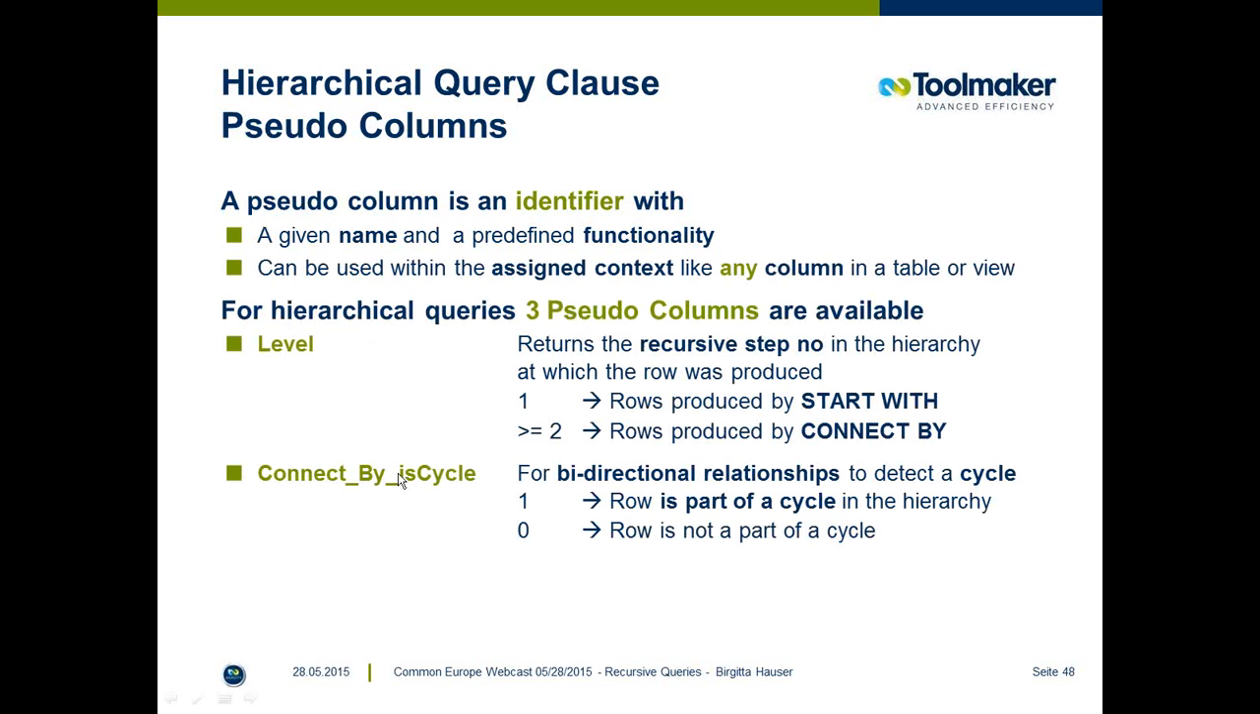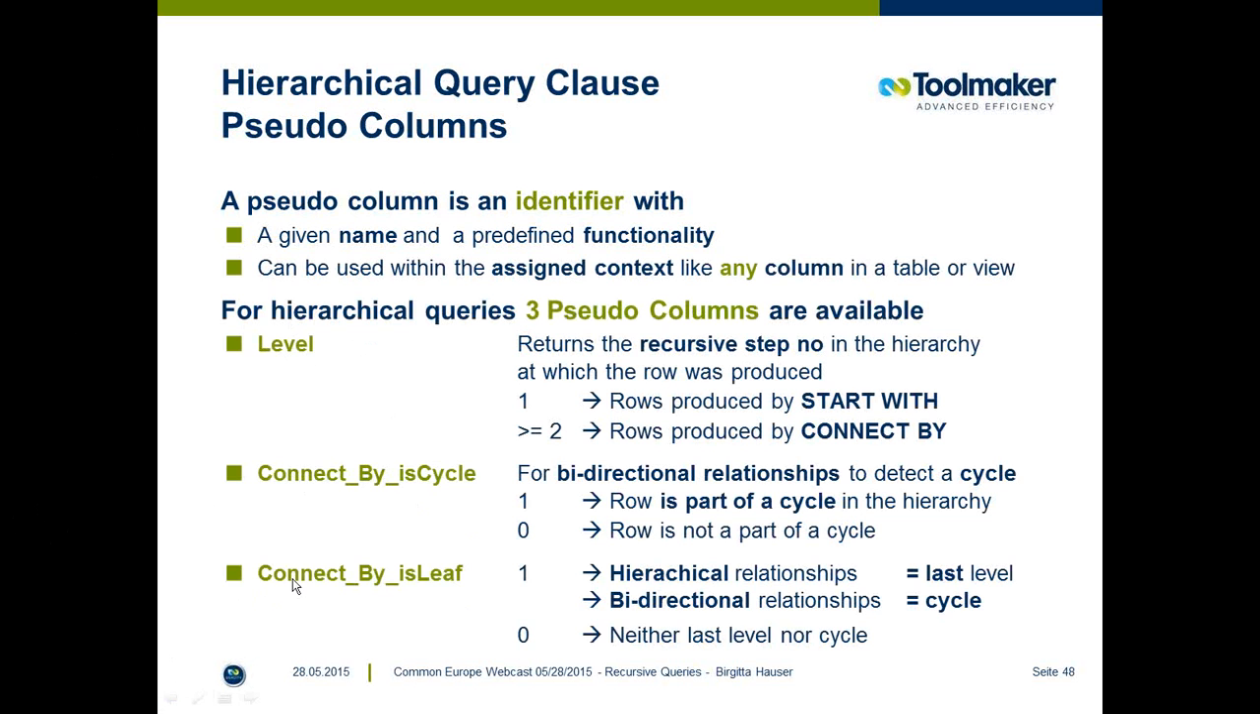The other thing is CONNECT_BY_ISCYCLE. It returns a 1 if we have a bidirectional connection or a two-way connection and a cycle occurs. Normally it returns 0. So we can use this column to check whether we have a cycle or to remove everything that results in a cycle. Finally, we have CONNECT_BY_ISLEAF.